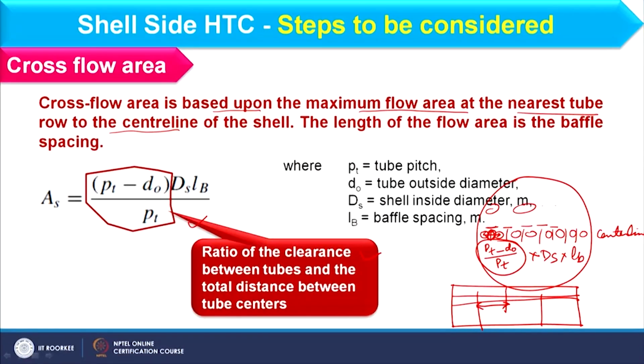So, this As is basically the maximum flow area, because if I move to the upper side of the shell or the lower side of the shell, the open distance will keep on decreasing. So, the maximum will be found only at the central line, and Kern's method only considers this area, not any other area, right. So, that is again the area where Kern's method is applicable, or we can say the limitation as well.